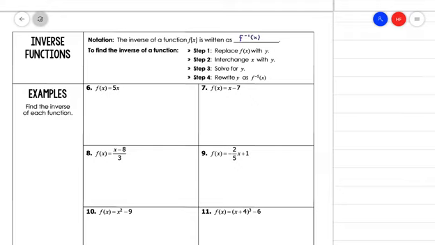On number 6, we've got f of x equals 5x. In order to find the inverse, we'll rewrite that as y equals f of x. Then switch them, and then solve. I get x divided by 5 is y. Since y is by itself, that's my inverse. So f inverse of x is equal to x over 5.